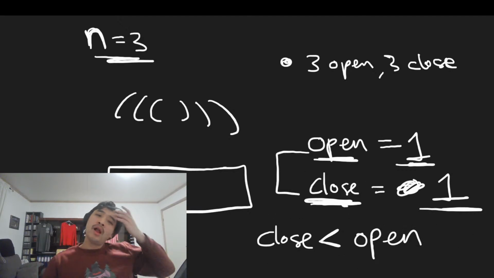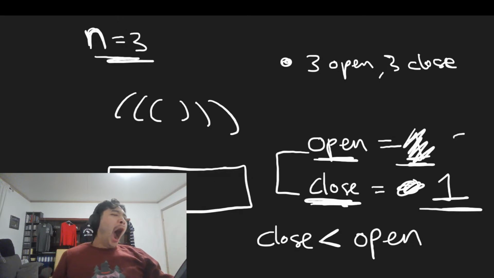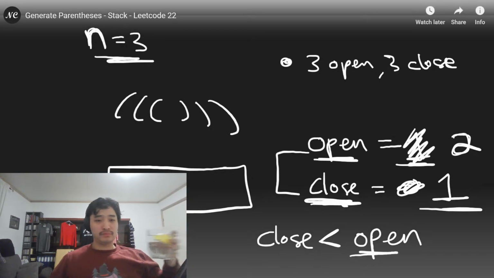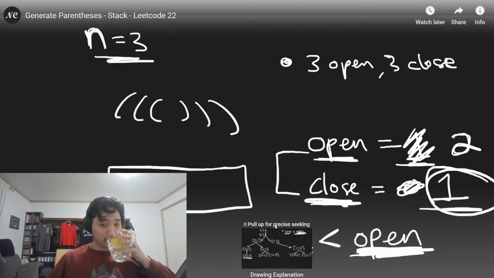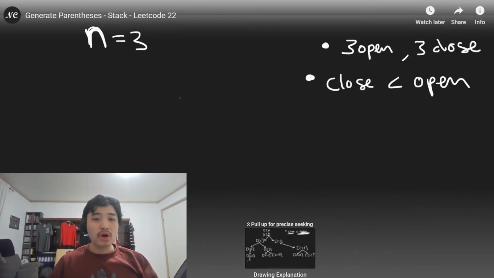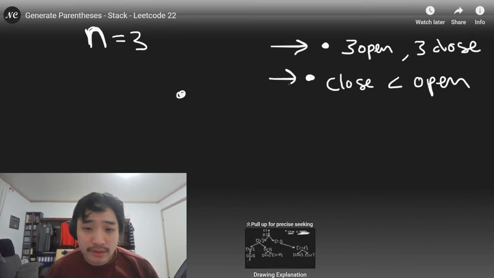So if, for example, I were to add another opening parenthesis, now we update our open count to 2. So now we have 2 open parentheses, right? So 2 is open, 1 is closed from over here, right? So now I'm allowed to add a closing parenthesis, right? So basically, these are the 2 rules that we have to follow when we backtrack.